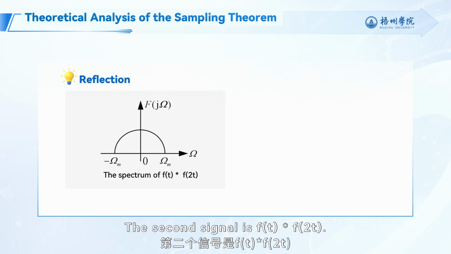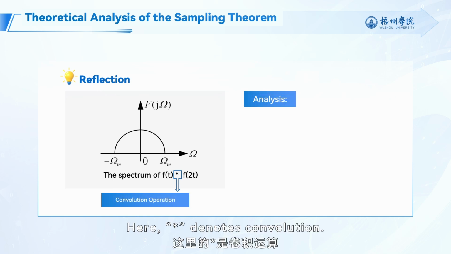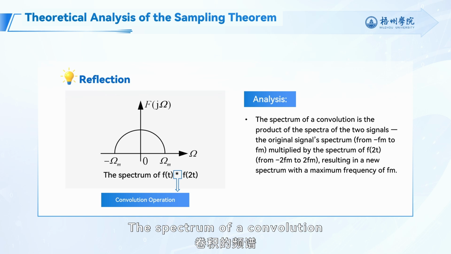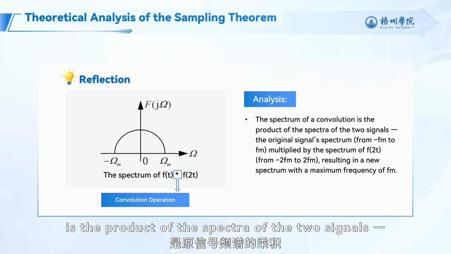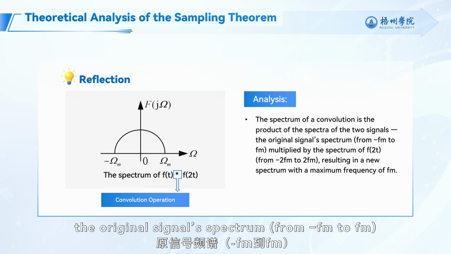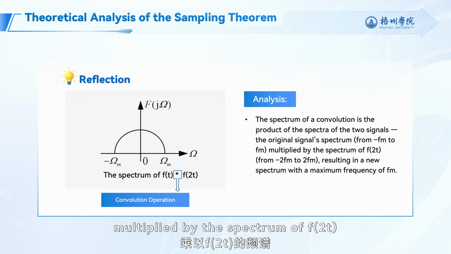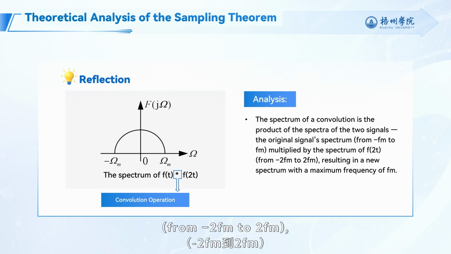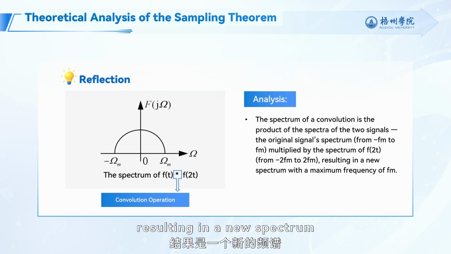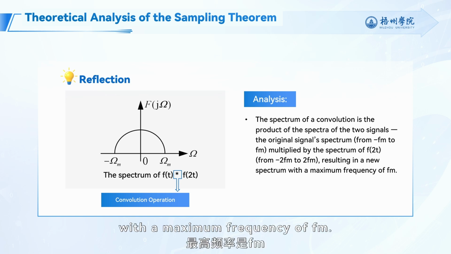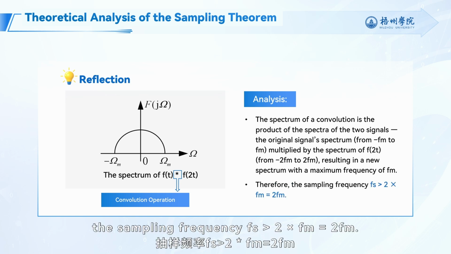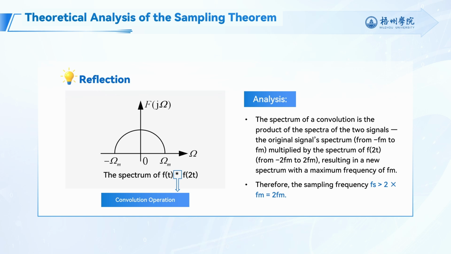The second signal is f(t) convolved with f(2t). Here, the asterisk denotes convolution. The spectrum of a convolution is the product of the spectra of the two signals. The original signal spectrum, from minus fm to fm, multiplied by the spectrum of f(2t), from minus 2fm to 2fm, resulting in a new spectrum with a maximum frequency of fm. Therefore, the sampling frequency fs greater than 2 times fm equals 2fm is required to avoid aliasing.